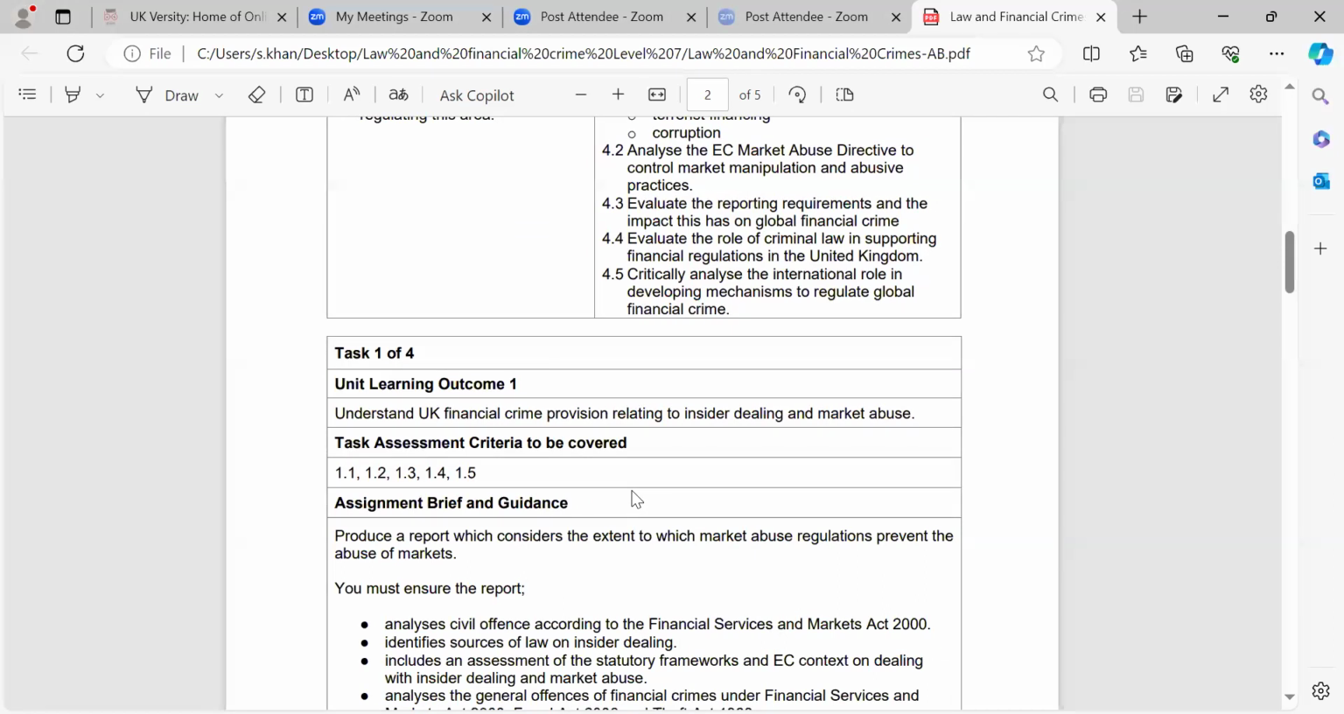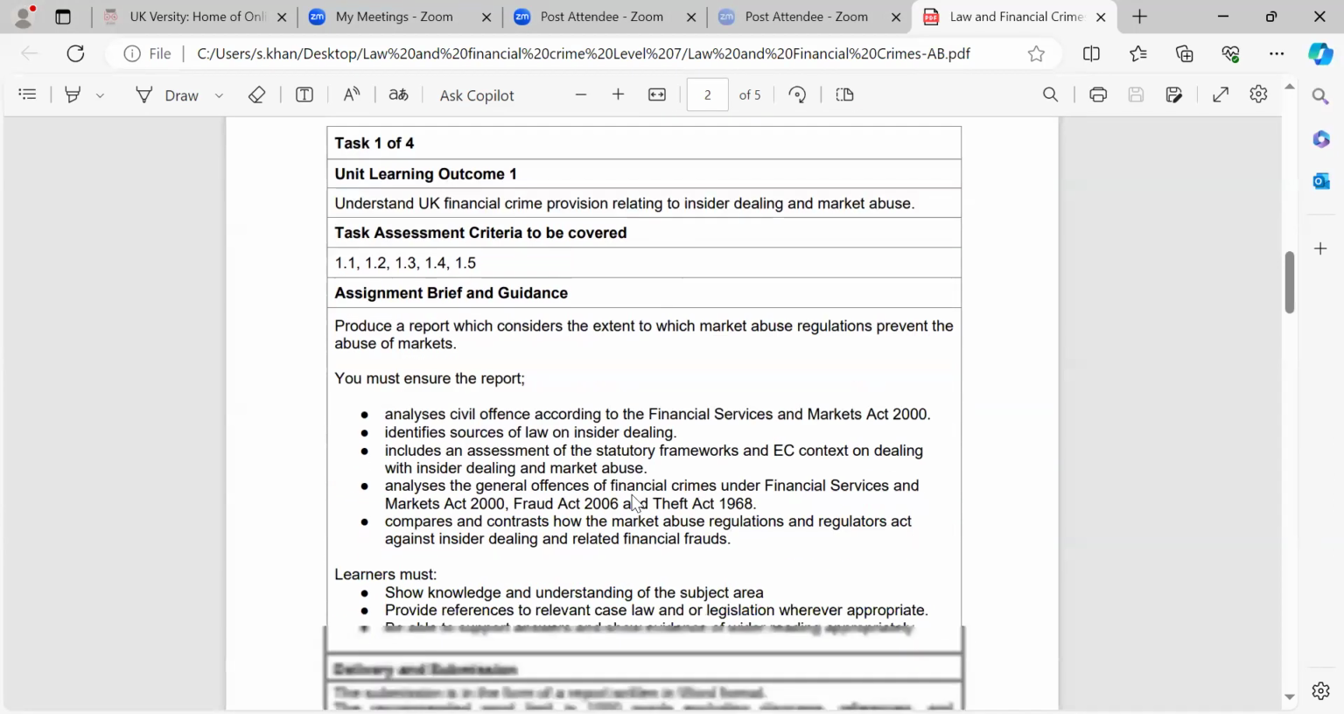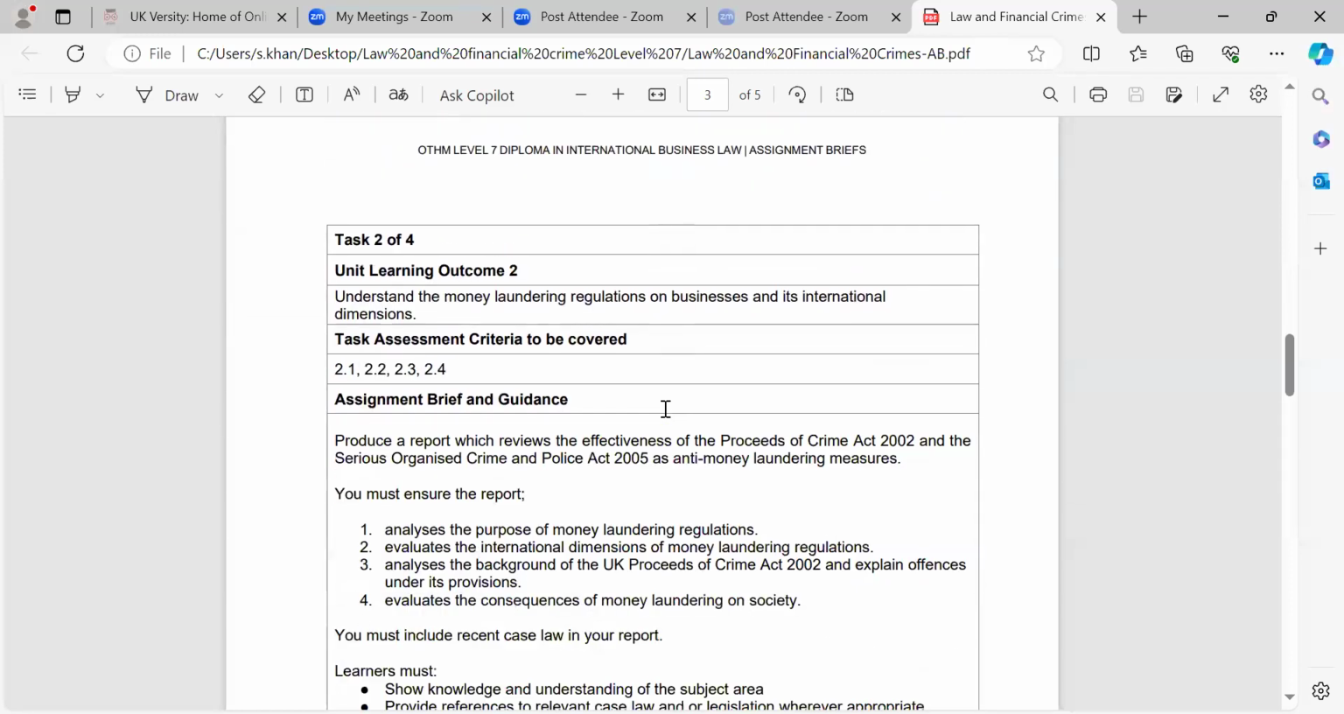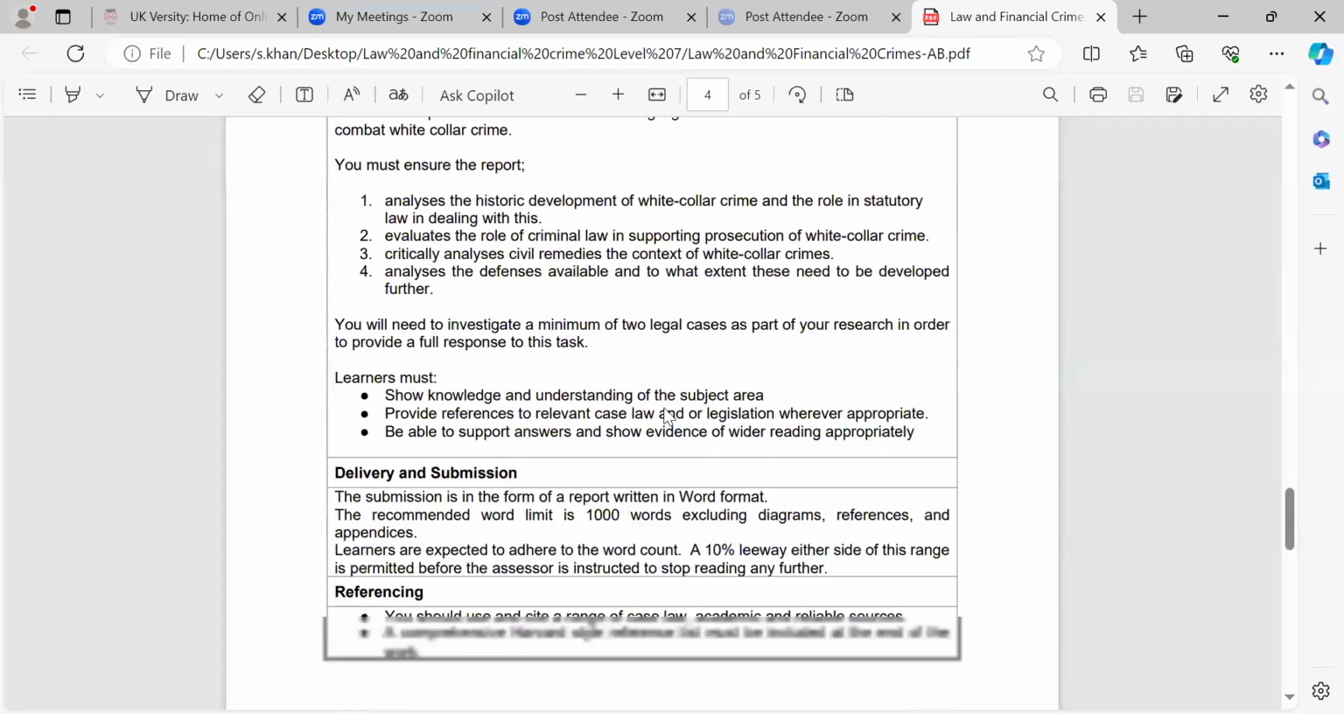And then it goes into your tasks. So it identifies what task you can do in regards to what learning outcome. So the first task, understand UK financial crime provision relating to insider dealing and market abuse, and what criteria needs to be covered. Now, a lot of this is on the discussion slides that I've done. Okay, all of it is on that. I just wanted to show you how the assignment brief looks, so you have an idea when you go onto Moodle. So it covers all the elements of task 1, task 2, task 3, and task 4.